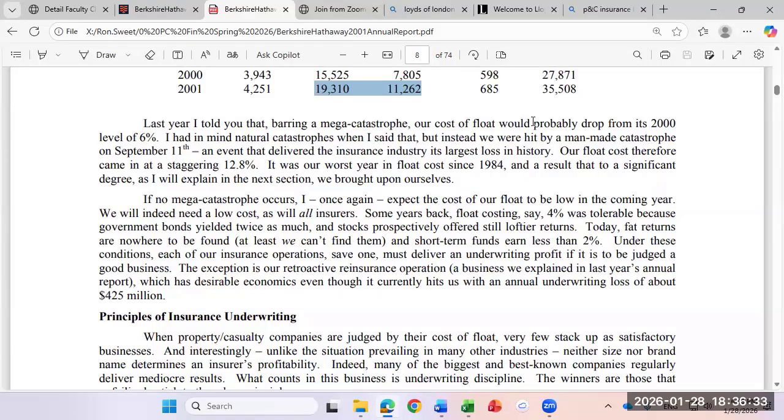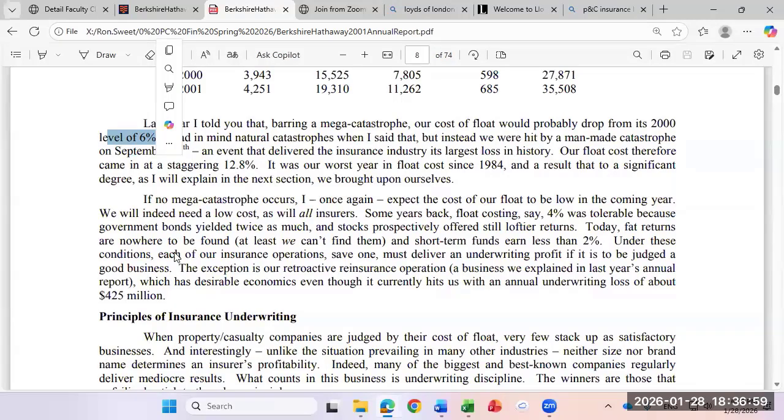So he said their cost of float in 2000 was 6%. What is he saying? He's saying their combined ratio was what? 106. Right? If he's saying their cost of float 6%, he means their combined ratio was 106. He's being a little sloppy in the numbers.